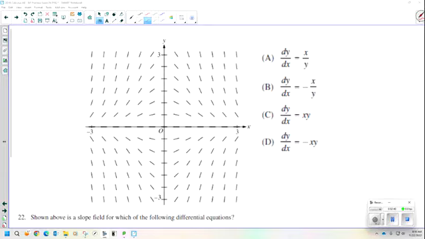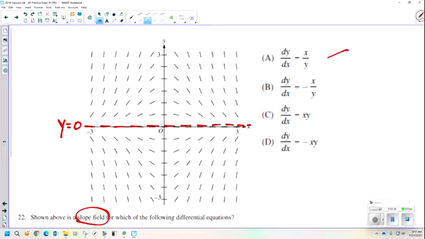Number 22. Shown above is a slope field for which of the following differential equations? All right, and I have my options A, B, C, and D over to the right so we can see everything on one screen here. Let me show you how I like to handle these. First of all, I notice that right on the x-axis, there are horizontal slopes. Those represent little slopes. In case you didn't know, it's why it's called a slope field, right? So anytime, okay, this is where y equals 0. Anytime y is 0, I should have a horizontal tangent line.